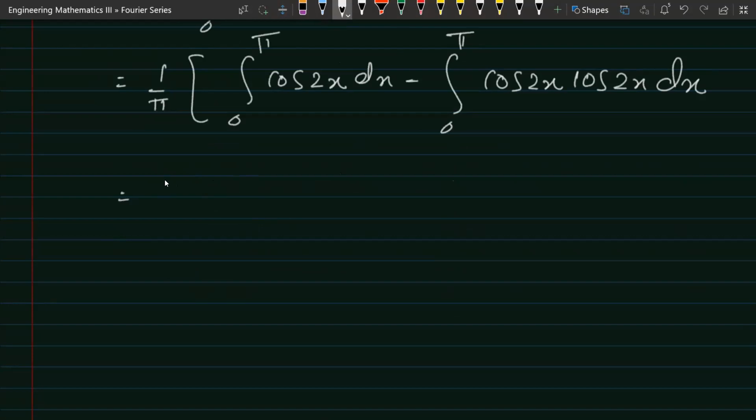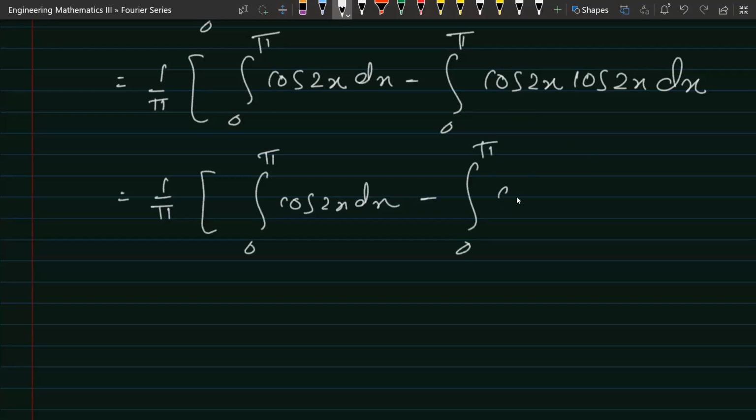Then this is nothing but 1 upon pi integration. What is the integration of this? Is it the integration of cos? Just a minute. 1 upon pi cos of 2x dx minus integration 0 to pi cos square 2x dx. Am I right? Yes, sir.